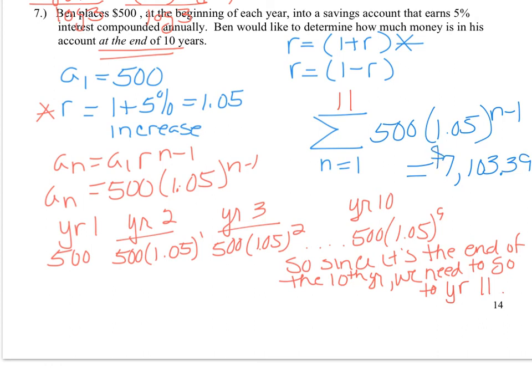So again, we had to figure out what term we're going to. Since they said at the end of 10 years, as I went up from year to year to year, my exponent was lagging behind by 1 for the year. So I actually had to go to year 11 for my exponent to be a 10, to be at the end of the 10th year to find my final amount. So sometimes you really have to think about things before you just plug numbers into a formula and get an answer.